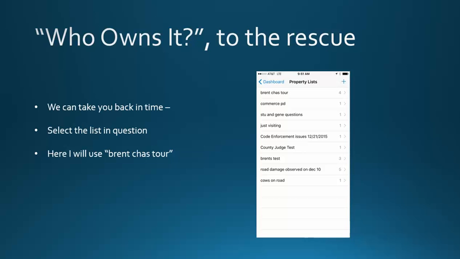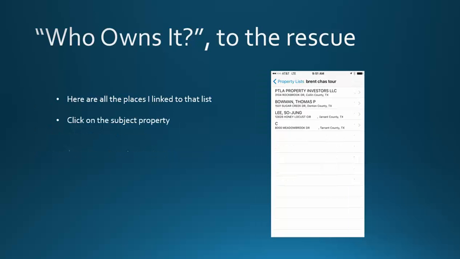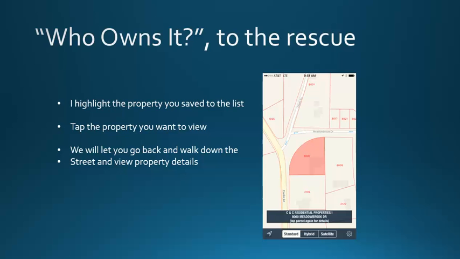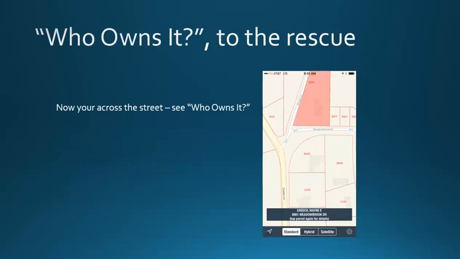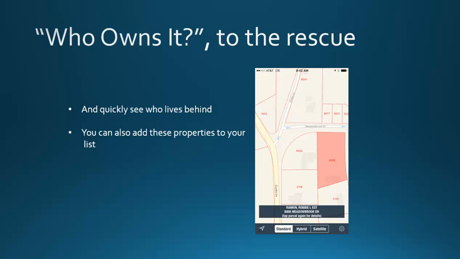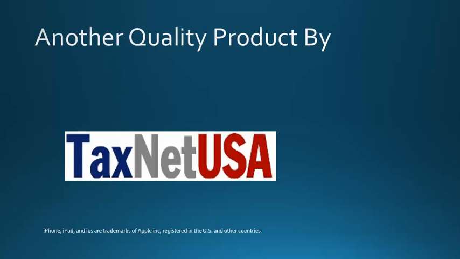Here, I'm going to go back and use the Brent Chaz tour list. Notice there's 4 properties that we saw: Collin County, Denton County, and Tarrant County. Let's select the one with the heading C. I go back, I simply tap that property. Now, even though I'm in my office, I'm suddenly back in Tarrant County. So I can tap on any piece of property here and see who owns it. Who owned that property across the street? Bang, now I've got the answer. What about behind me? Now I have the answer. It's just another neat way to be able to go back in time in case you miss something.